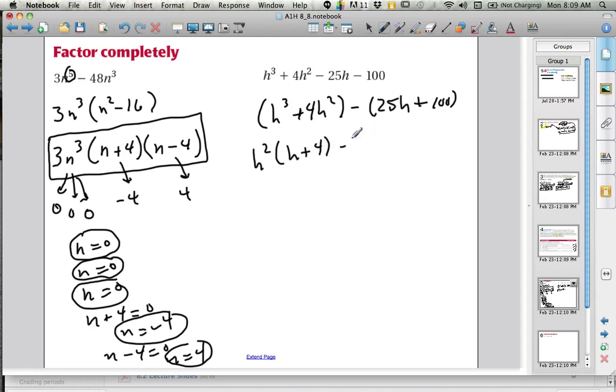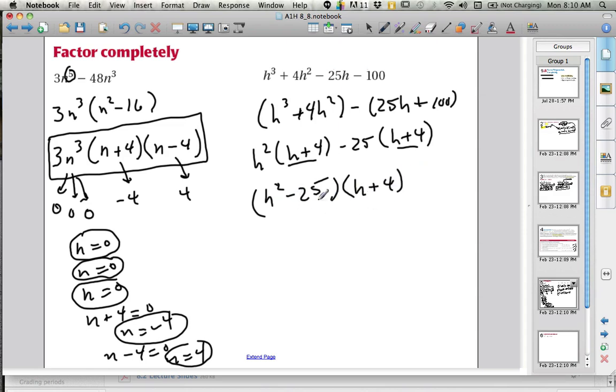I can factor a 25 out of this group, and I also get h plus 4. These two items are the same, so I can proceed with my factoring. It has indeed met the criteria for factoring by grouping.